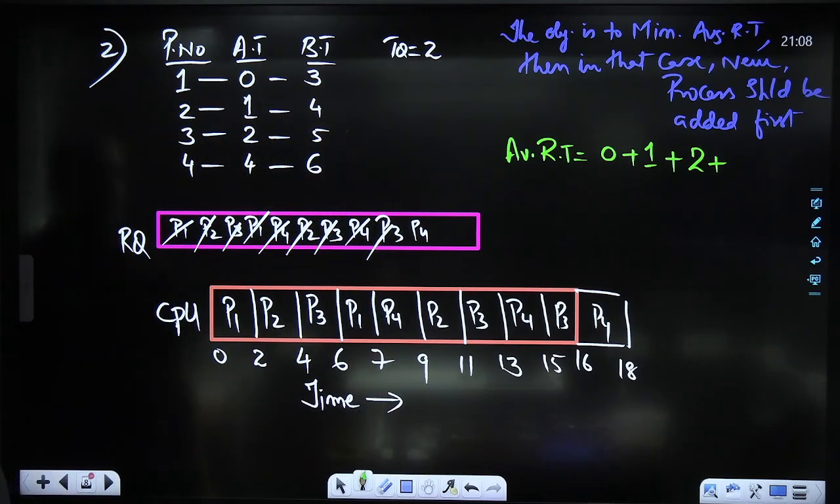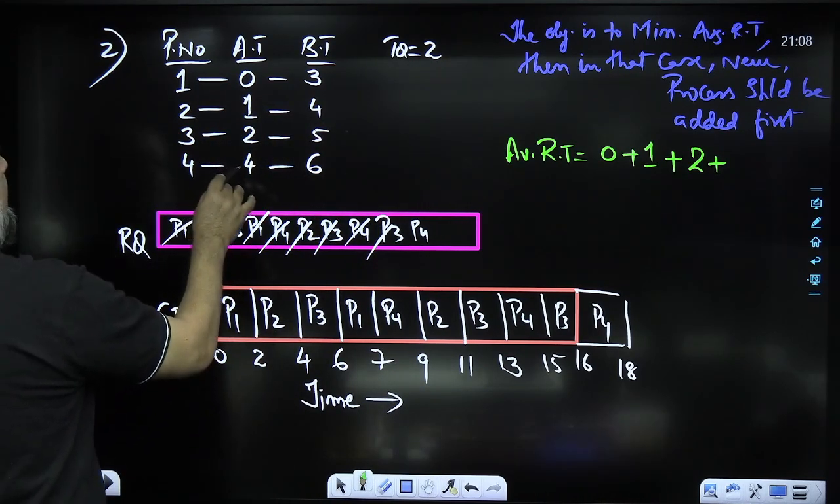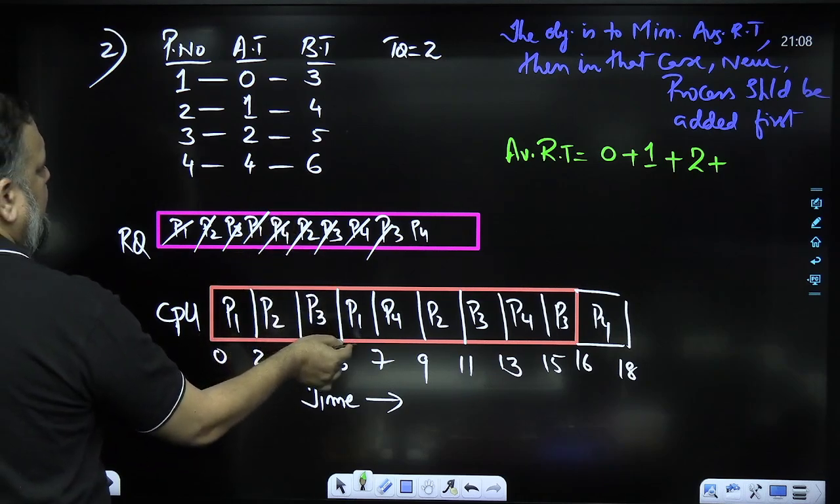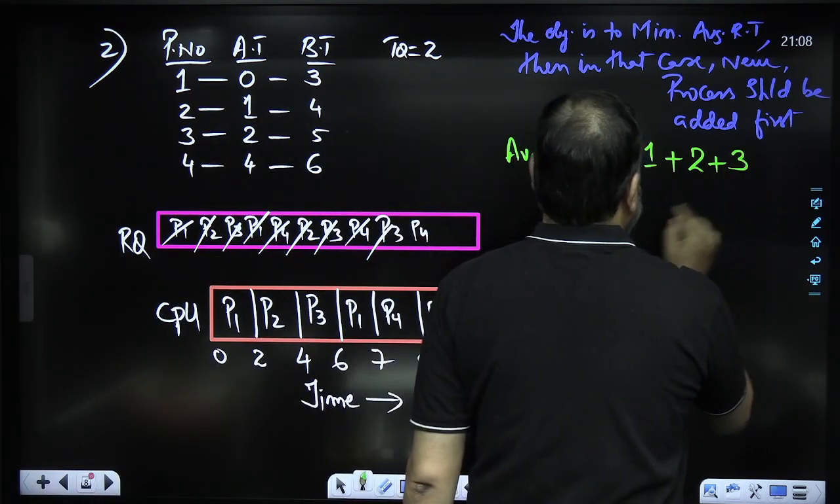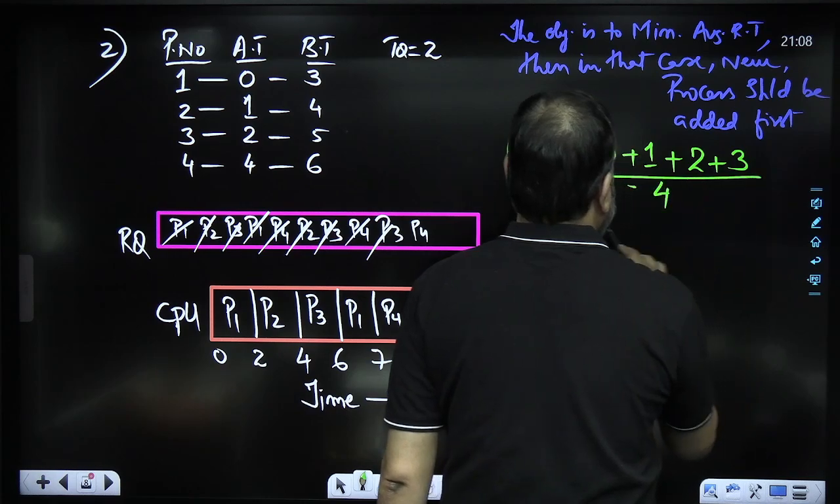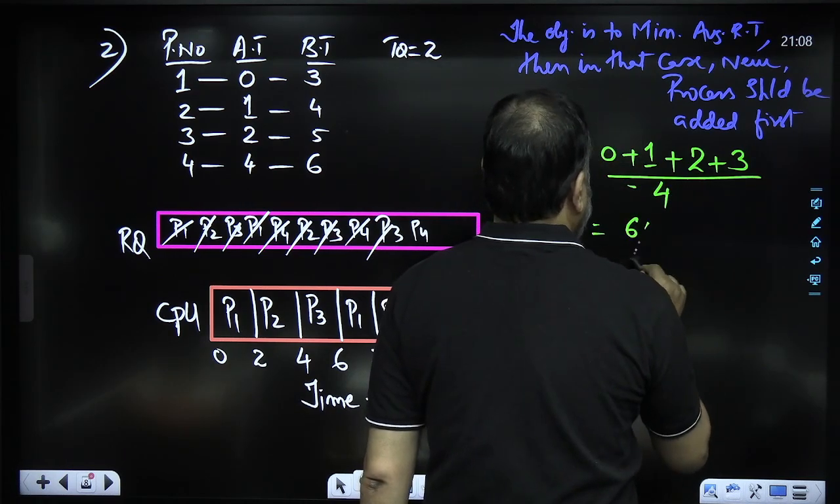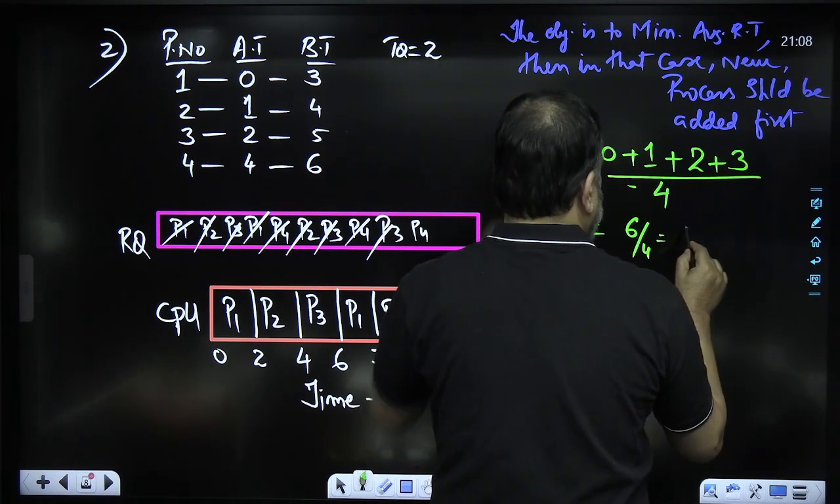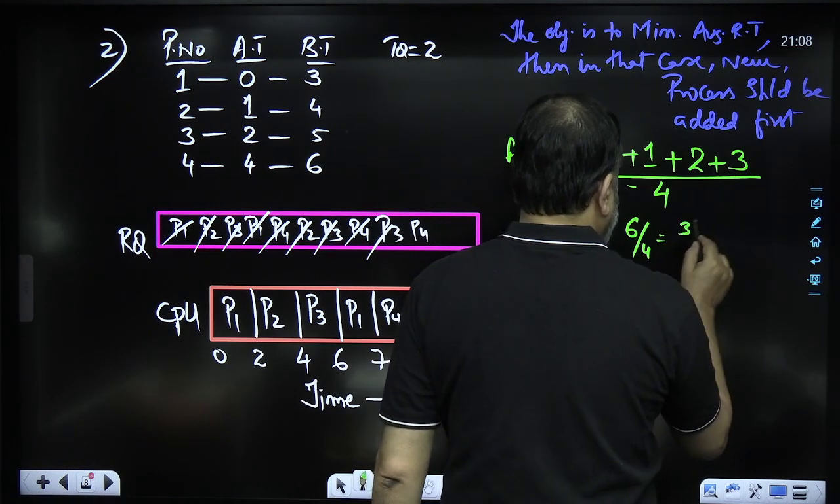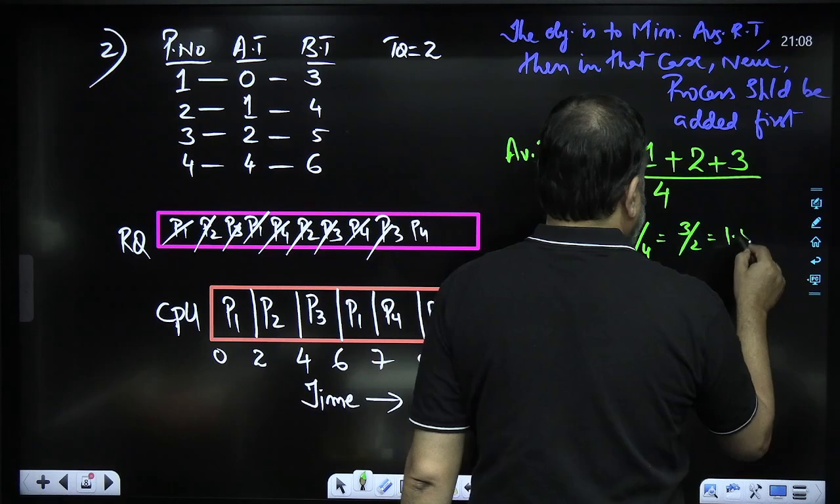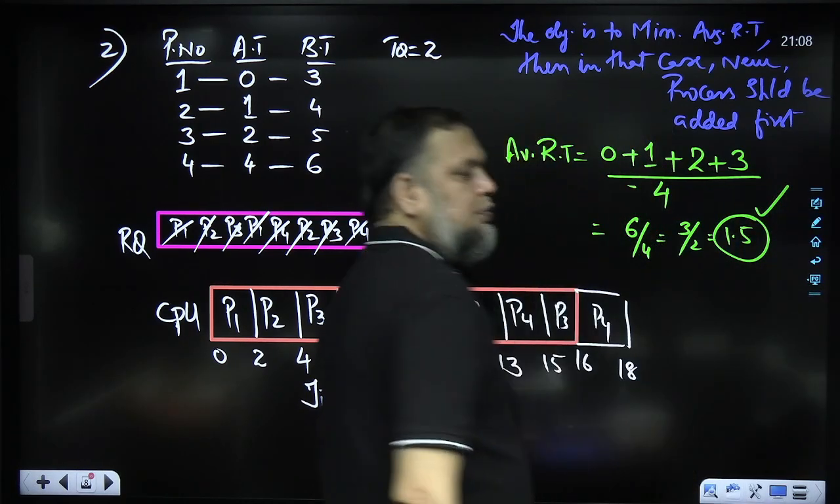Then P4. P4 came at time 4 and got scheduled at time 7. From 4 to 7 it waited 3 units. So 3 units. Right? Divided by 4 processes. So 0 plus 1 plus 2 plus 3 is 6, by 4. Right? 6 by 4 happens to be how much? 2 3s are 6, 2 2s are 4, 3 by 2 means 1.5. The average response time is 1.5.